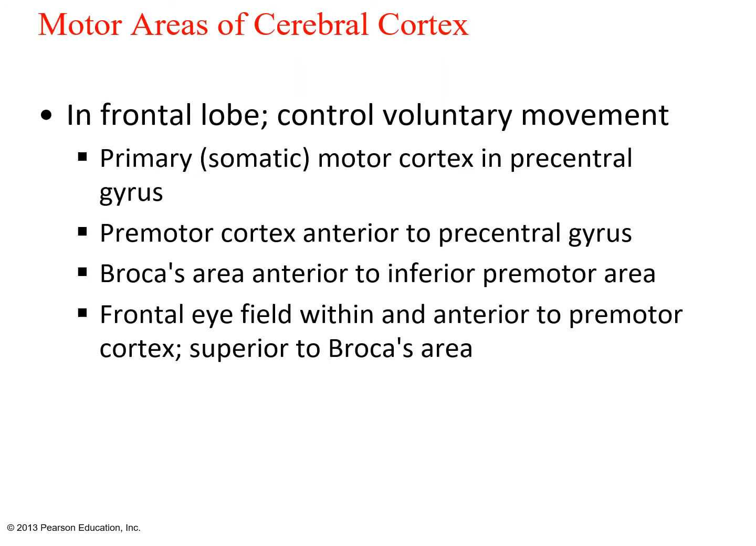The motor areas of the cerebral cortex are located in the frontal lobe, and again, these are what control voluntary movement. The primary or somatic motor cortex is located in the precentral gyrus. The premotor cortex is anterior to this. Broca's area is anterior to the inferior premotor area, and the frontal eye field is within and anterior to the premotor cortex. It is superior to Broca's area, and you'll see all of these in just a moment.